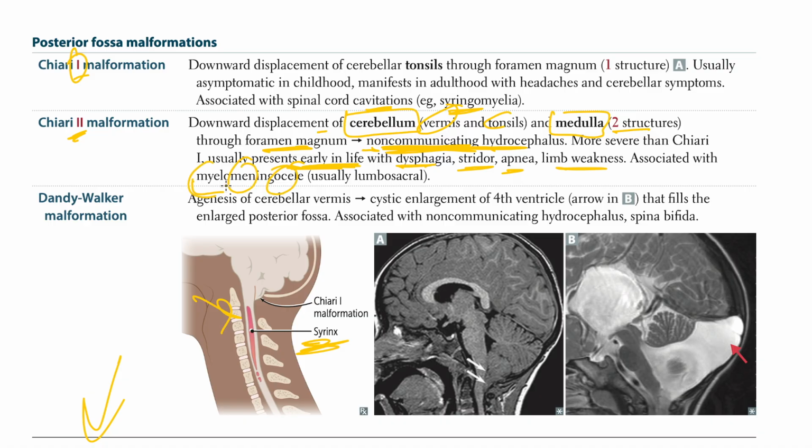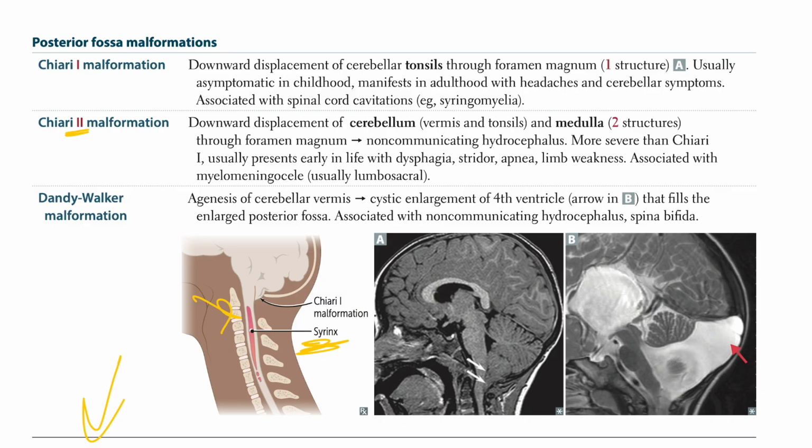It is associated with myelomeningocele, where neuronal tissue and meninges are out, usually lumbosacral, high yield. So associations are high yield. Chiari 1 is associated with syringomyelia. Chiari 2 is associated with myelomeningocele, and two things also go out, cerebellum and medulla, right? And that is what we have in these two.